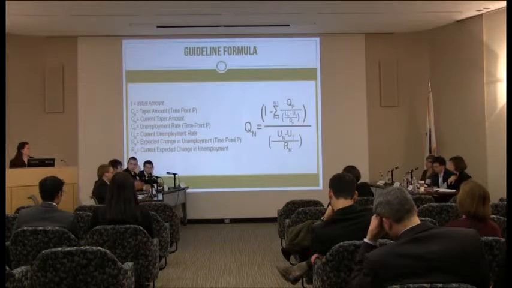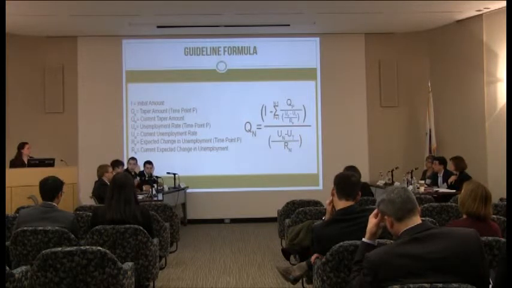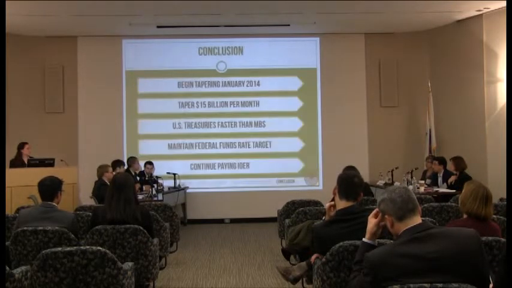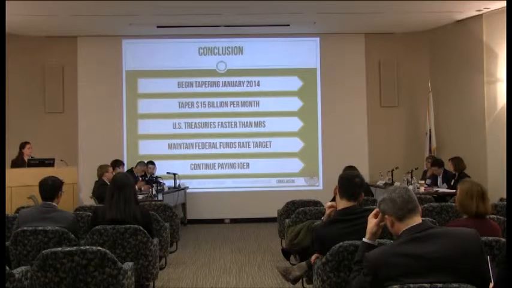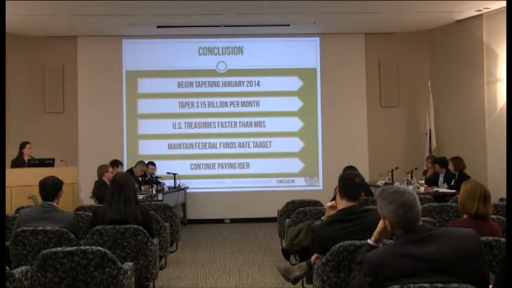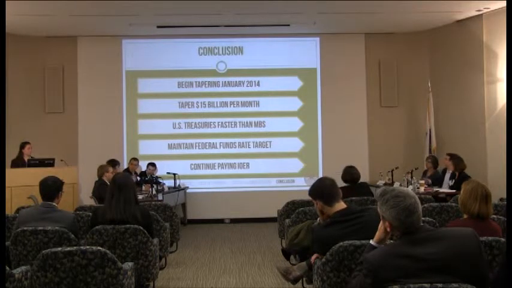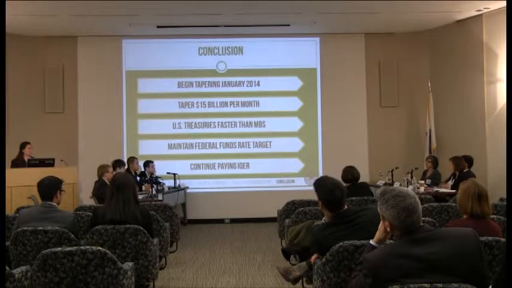Right, and then to tie it back into our policy recommendation, the 15 billion per month taper was based upon what we thought would be the most likely scenario, and that would be what we would stick to in an ideal environment. However, if we saw the unemployment rate start to rise or a partial government shutdown became a concern, we would rely on that equation in part to determine what to do in the future.